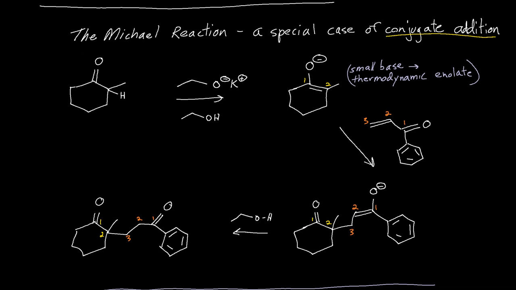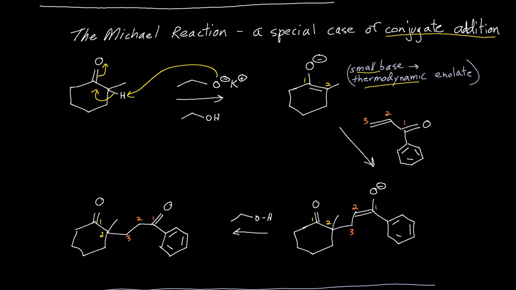Here's a small base that can form the thermodynamic enolate by removal of that proton. Arrow pushing: make sure your arrows begin and terminate exactly where they're intended to go. Anything else means something else, or means something erroneous. Removal of that proton leads to the thermodynamic enolate. So, as we've seen above, a small base leads to the thermodynamic enolate.